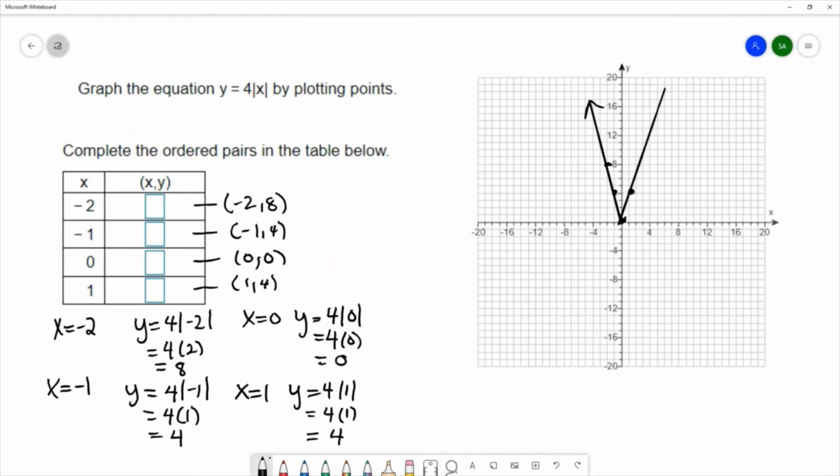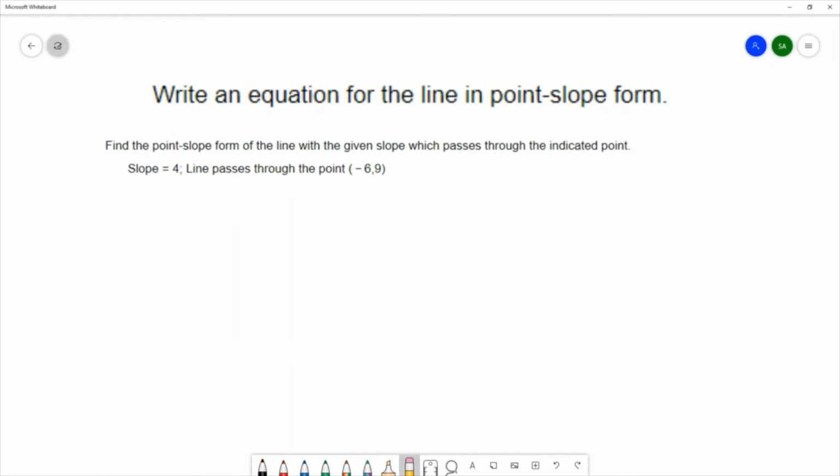And that's the graph of our y equals absolute value of x. This question says, write an equation for the line in point-slope form. Find the point-slope form of a line with the given slope which passes through the indicated point. We're given the slope is 4, and the line passes through the point -6, 9.